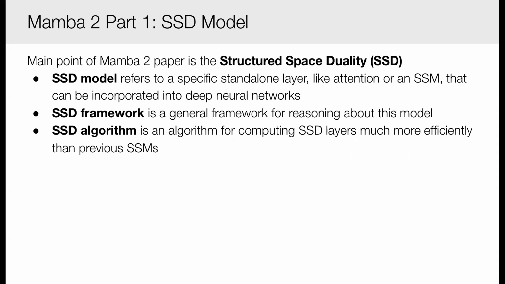The main point of Mamba 2 is what they call structured state space duality. They show a parallel between attention and SSM models, and then prove that they're essentially the same equation. An SSD model basically refers to a simple layer. An SSM framework is a general framework for reasoning about this model. And then the SSD algorithm is the actual algorithm. As these terms come up, pay attention to them and remember them, or not, up to you.